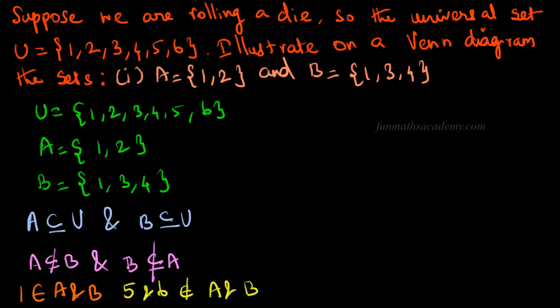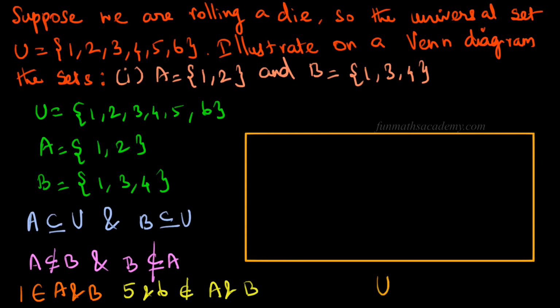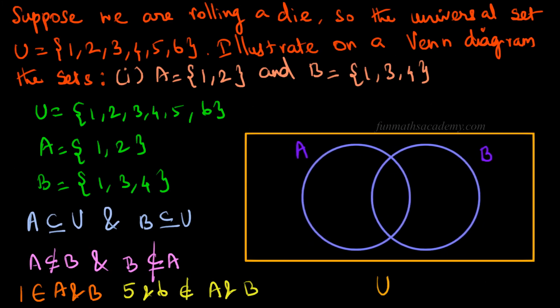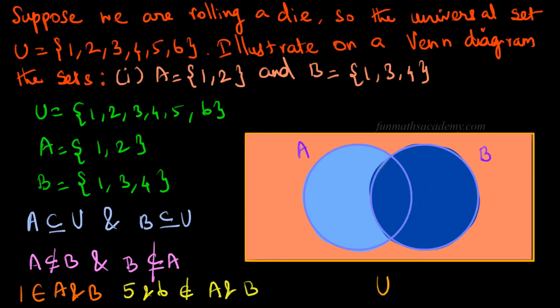Keeping all these conditions in mind, let us now draw the Venn diagram. Let us draw a rectangle to represent the universal set U. Let us denote set A and set B by these two circles. Since these two sets have at least one element in common, we are going to intersect these two circles. Now, we have to place all the elements in these four regions.